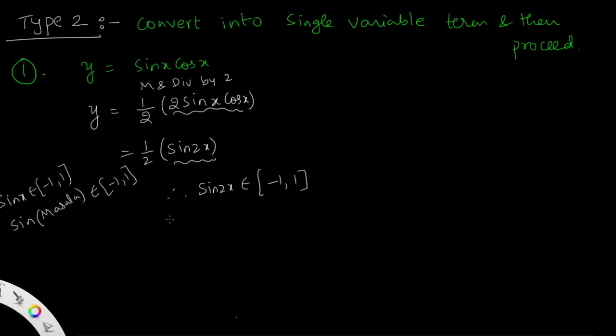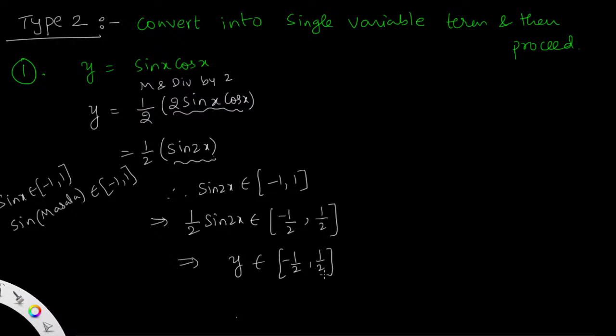But we need to write 1 by 2 sin 2x. So multiply both sides by 1 by 2: minus 1 into 1 by 2 is minus 1 by 2, and plus 1 into 1 by 2 is 1 by 2. Therefore this value is nothing but y. Y belongs to the range minus 1 by 2 comma 1 by 2. This is the function value range.